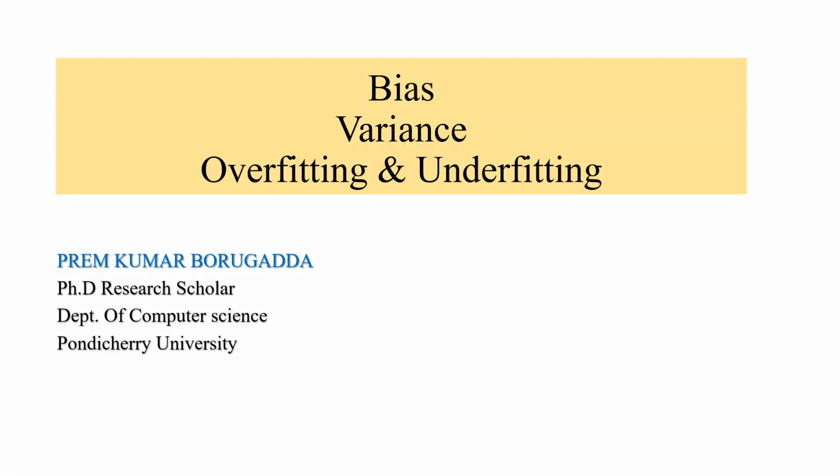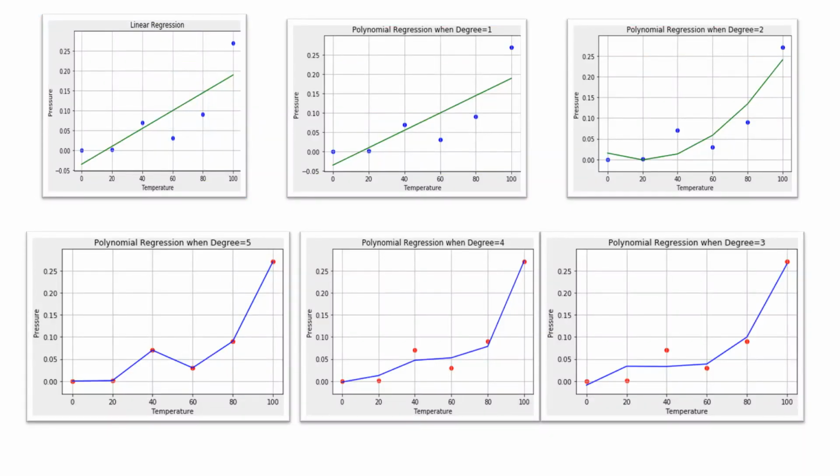Hi friends, today we are going to discuss a very interesting topic: bias, variance, overfitting and underfitting. In my previous lecture I already discussed what linear regression is and what polynomial regression is with different degrees. So here, if you see polynomial regression with degree 1, which is similar to linear regression.